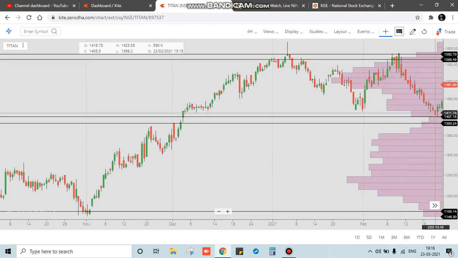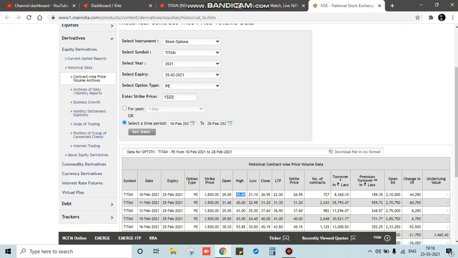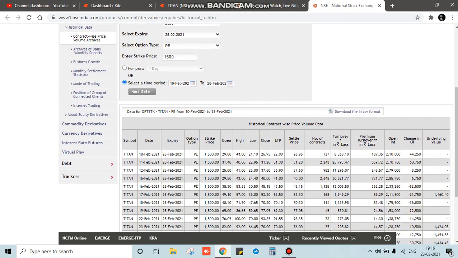You can see the levels getting hit, and you can actually book your profits by 115, which is the lowest part. And by 22nd of Feb, you can actually see the price went up to 100. From 30 to 100, we made like 70 points.